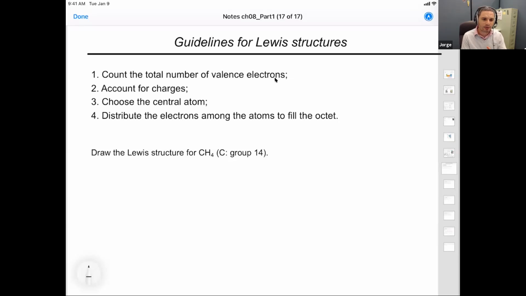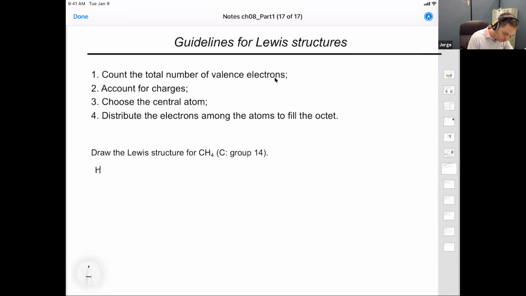And then the fourth step is to distribute electrons among the atoms to fill the octet. And remember, every time you have hydrogens, that means you can only have a single bond between hydrogen and the central atom, or hydrogen and the neighbor atom. So let's see how that works. So let's start with CH4, methane.